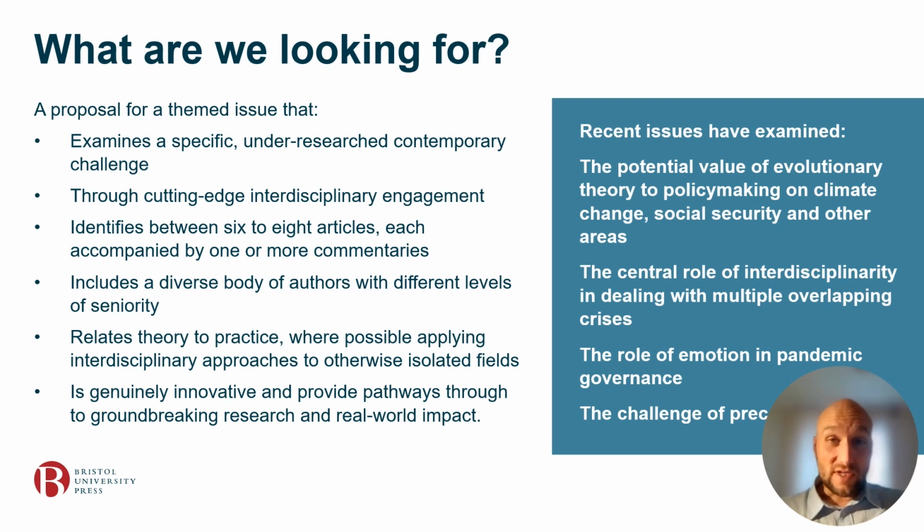The proposal needs to identify 6 to 8 articles, each accompanied by one or more commentaries. And in that respect, what we need is an outline of the sorts of articles that will be produced and the sorts of authors who might be involved and the sorts of commentaries that might be produced as a consequence. We're also committed to ensuring there's a diversity within the author and editorial body at various different levels of seniority. And that's really important for a range of different reasons.